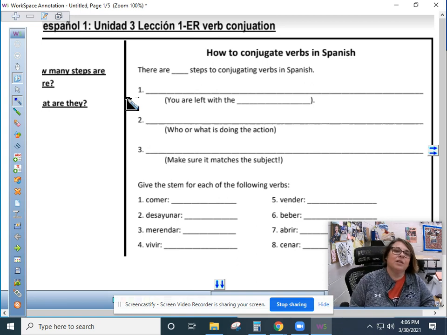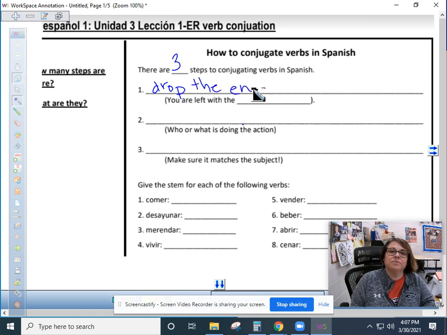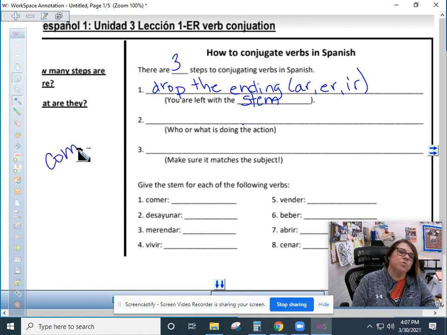All right, let's begin. So there are 3 steps to conjugating verbs in the present tense in Spanish. Step number 1 is to drop your ending. In other words, the AR if it's an AR verb, the ER if it's an ER verb, or IR if it's an IR verb. You are left with what's called the stem after you do so. So if you look at the verb comer, which is one of our vocabulary words, you drop off the ER. The COM, what is left, is called the stem, okay?